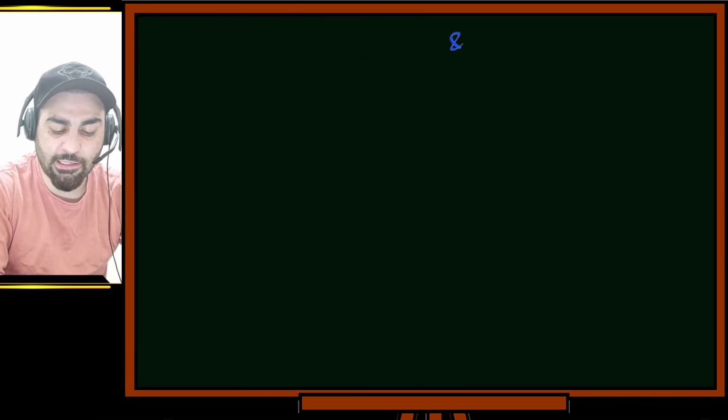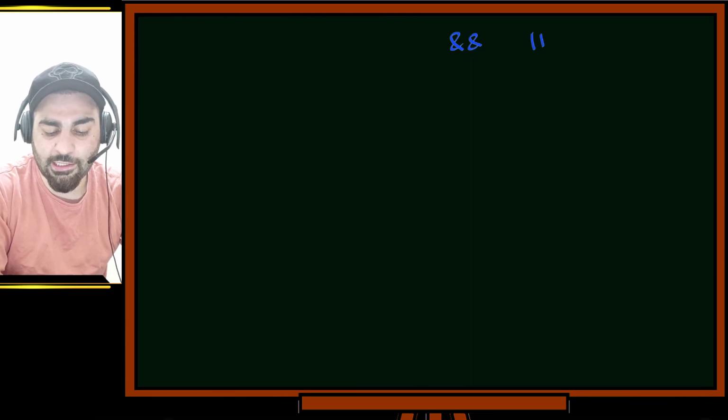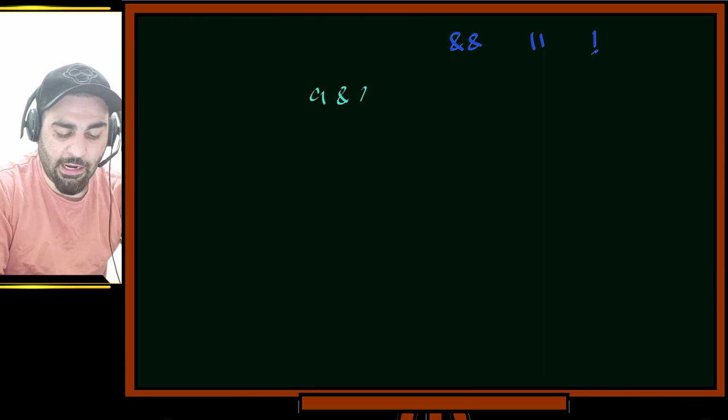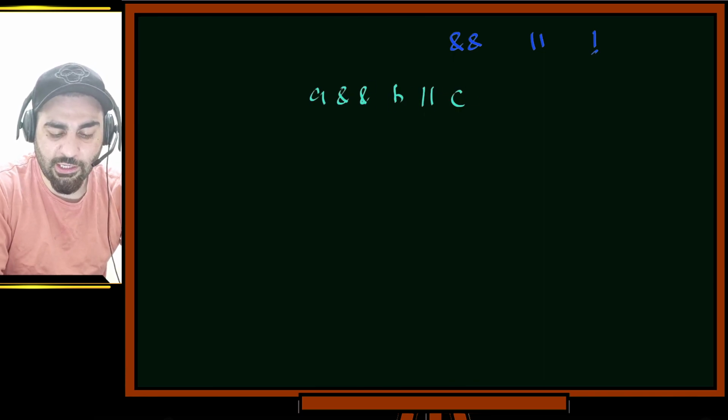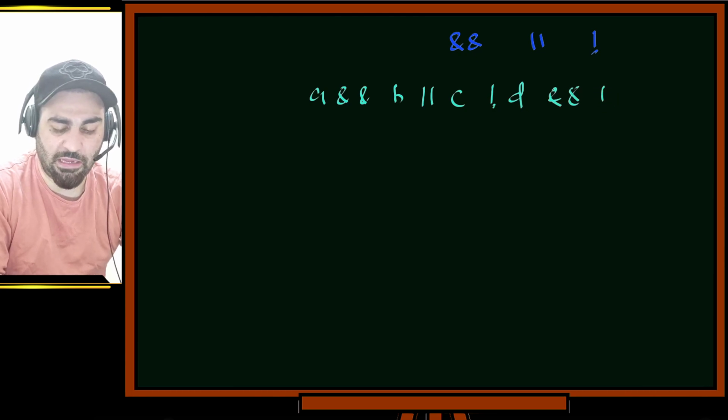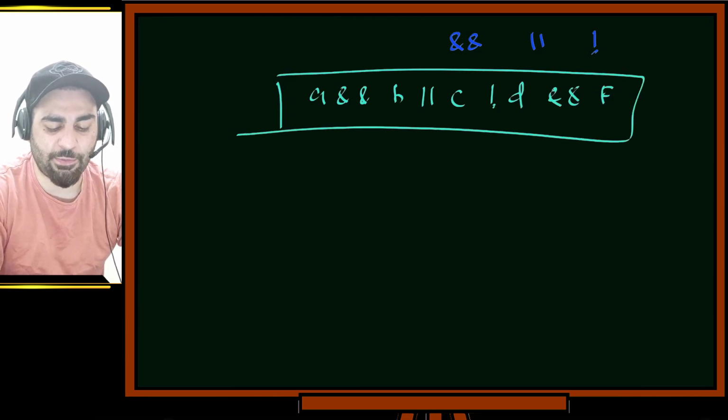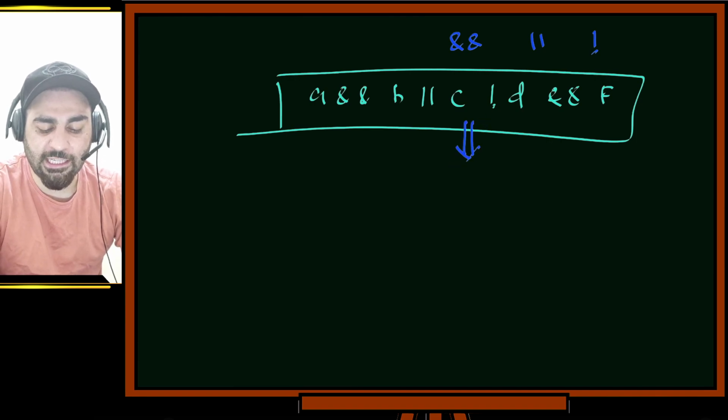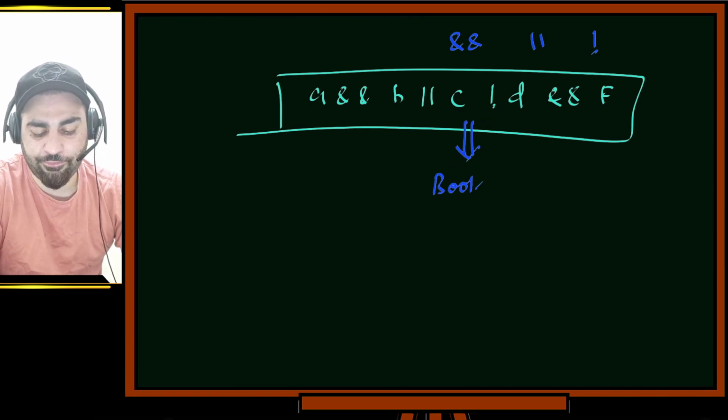So I'll write AND like this, I'll write OR like this, I'll write NOT like this. So if I have A and B or C, not some D and F, something like this, if I write a huge expression, you can simplify this expression by using Boolean algebra.